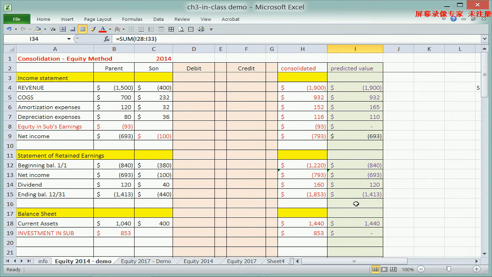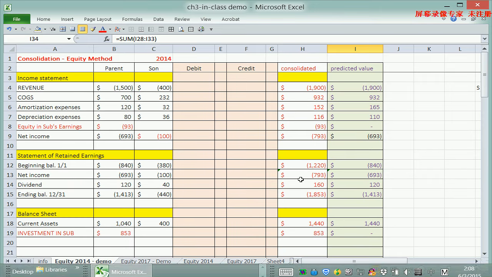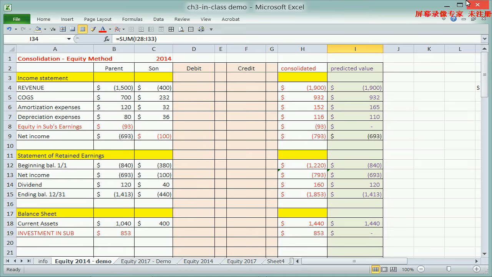So we know we have a pretty good prediction value. Now again, we can see the consolidated column, which is calculated using the P plus S plus any adjustment, is sometimes not equal to our predicted value. But we know from intuition our predicted value should be the correct number. So how can we arrive at the correct numbers? We need to adjust our financial consolidated worksheet to achieve the correct numbers.